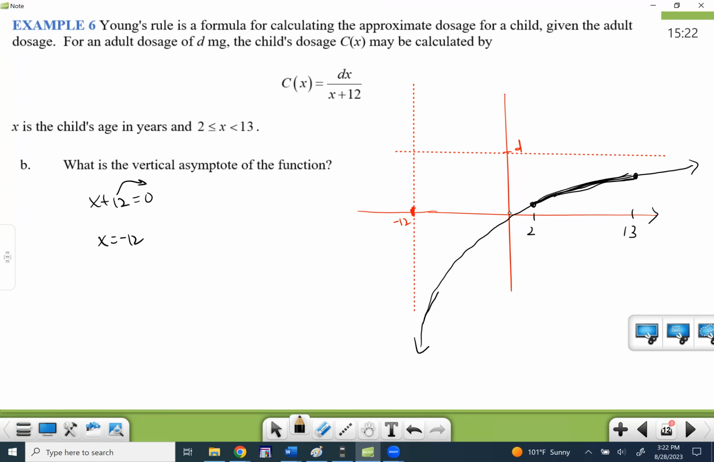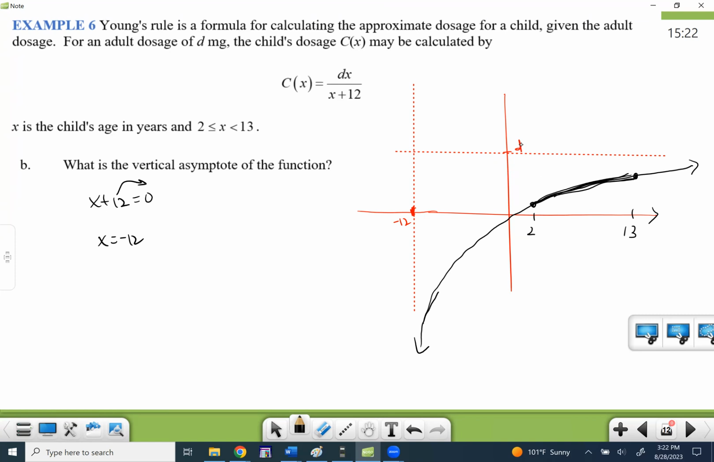I mean, think about it. Over here, you're having negative ages for the kids because remember, X is the child's age. So it's like negative ages. That doesn't even make sense. So this is the only portion where this Young's rule applies, right? Okay, so I'm not even going to worry about that other piece of the graph because that's utter nonsense in this case. Okay, so let's go back to part A.